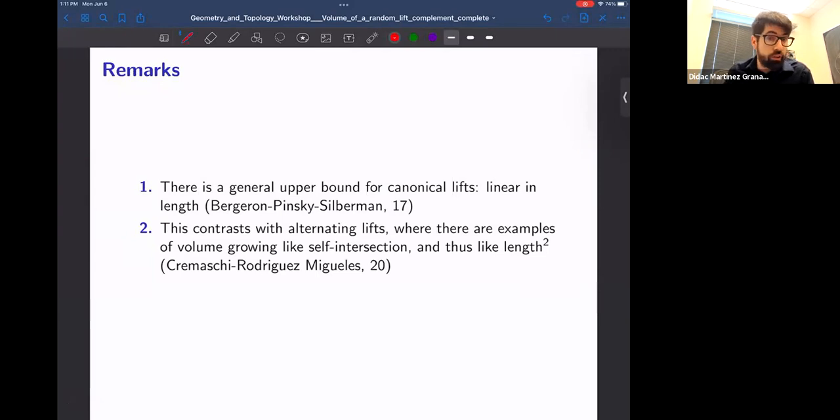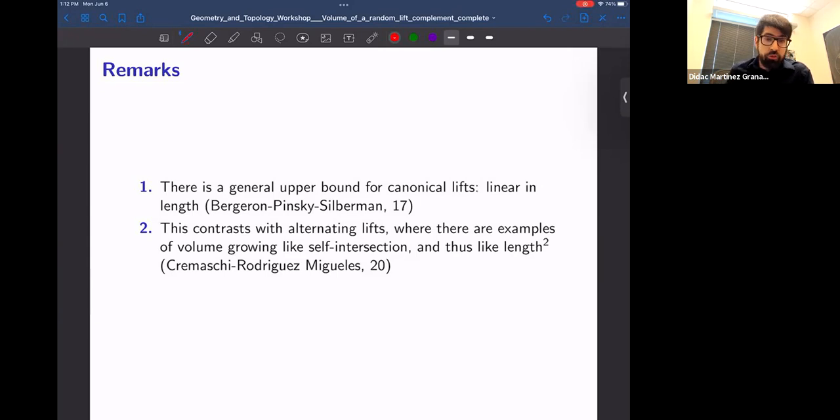of canonical lifts. By Bergeron, Pinsky, and Silverman, they proved that for any filling closed geodesic, if you look at the volume of the corresponding three manifold that you obtain, that volume is bounded by a linear function of the hyperbolic length of the curve. So what our result is saying is giving a lower bound in the other direction. So the optimal growth stays somewhere between square root of the length and the length.